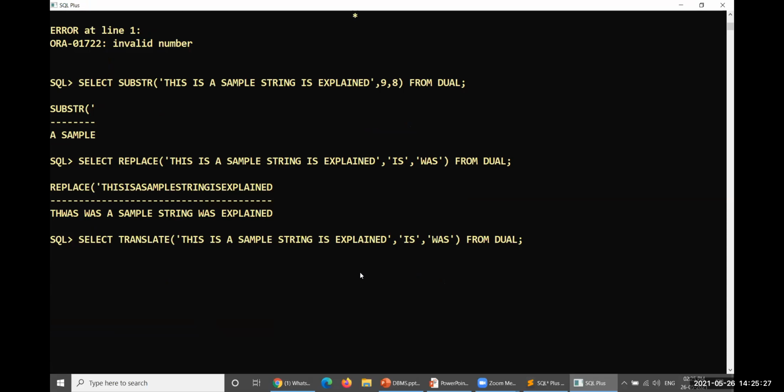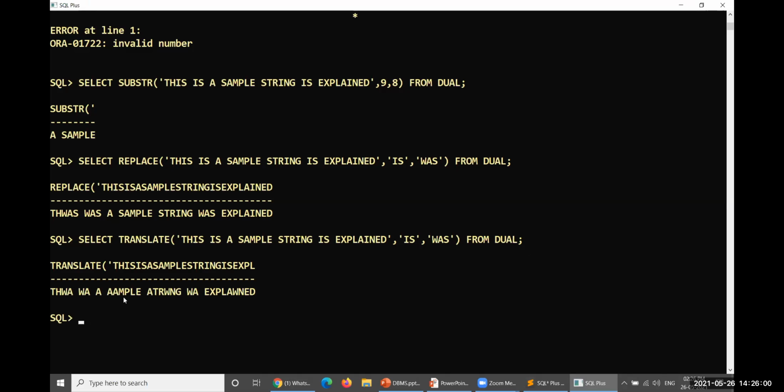In translate, instead of IS, WAS can be replaced with the replace command. In translate, where exactly I is, it could be replaced with W, where exactly S is, that could be replaced with A. And there is no character for the second S which is being replaced, so that S will be discarded. So in WAS, S will be discarded. Look at this, execute this particular program, then you could understand. Look at this. WA. I hope that you understand.